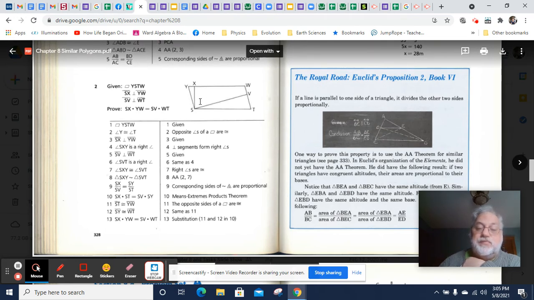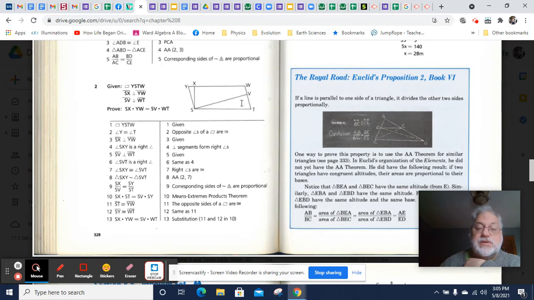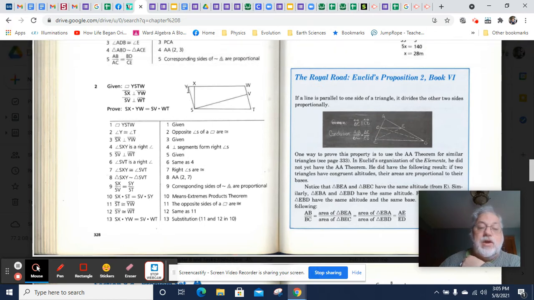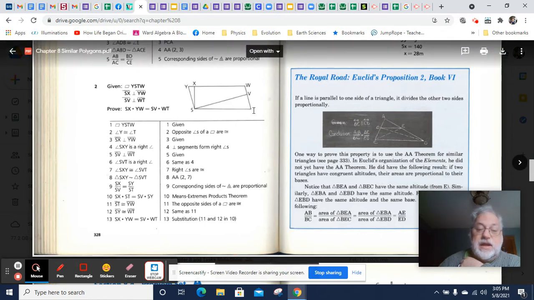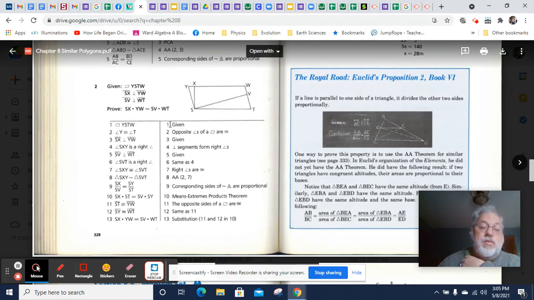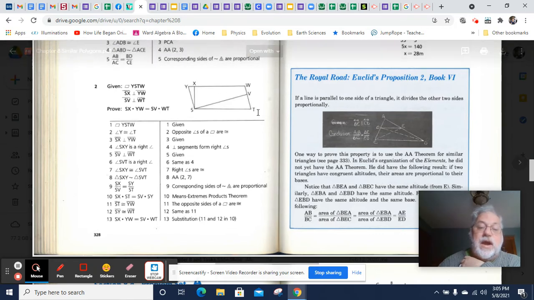And we have resources now to prove that these triangles are similar. So we know that Y and T are going to be congruent because they're opposite angles of a parallelogram, and they are congruent. We also know that SXY and SVT are right angles because we were told that those were perpendicular to those sides.